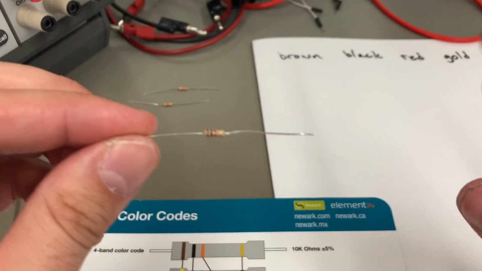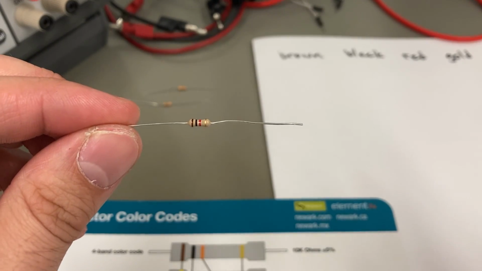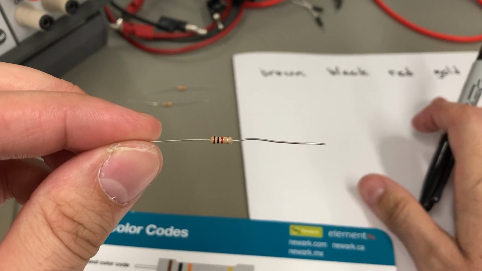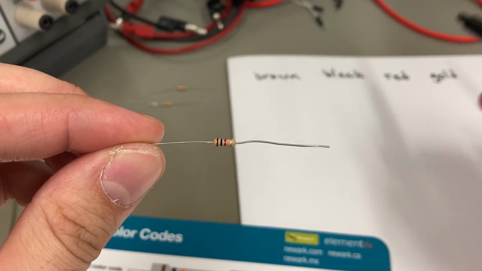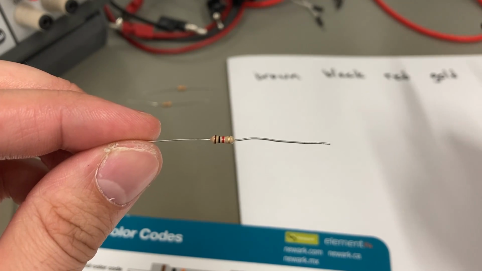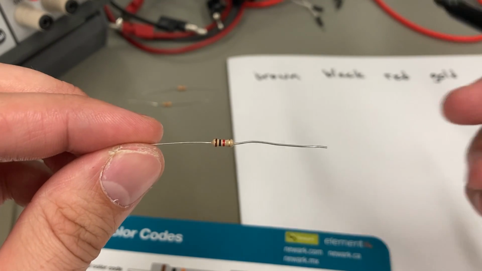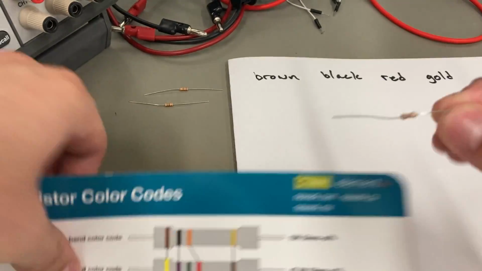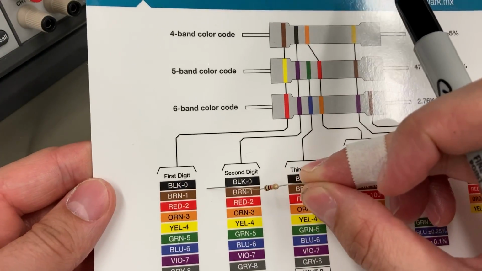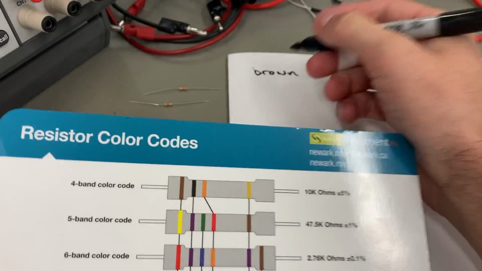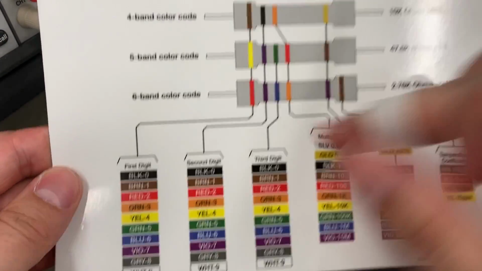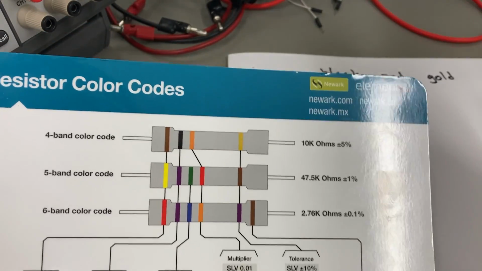Now with a 4-band color code, the first 2 colors refer to the digits. The 3rd refers to the multiplier. The 4th refers to the tolerance of the resistor. So I'm going to take my guide here and look. Brown has a value of 1. Black, the 2nd digit, has a value of 0.